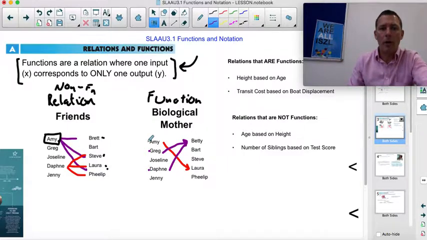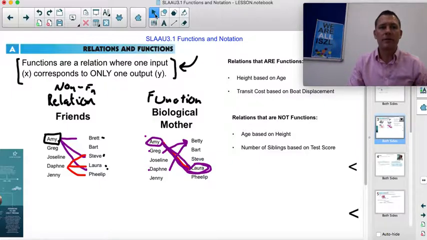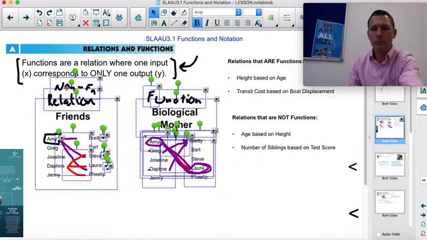So one input, one unique output to that person, right? So if you know this Amy, you can know exactly that she has one parent, right? Here's some other examples.